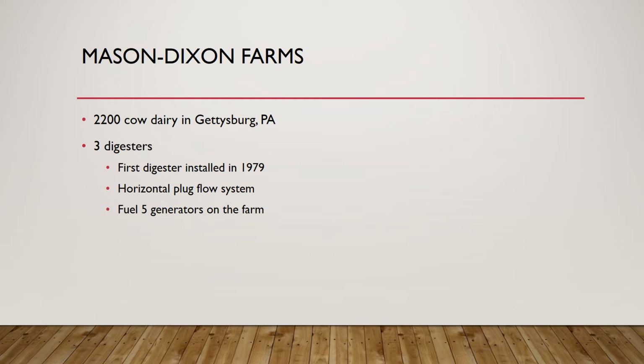Mason-Dixon Farms is a 2,200 cow dairy in Gettysburg, Pennsylvania that was one of the first farms to install an anaerobic digester. They currently have 3 digesters, and the first one was installed in 1979. Mason-Dixon Farms utilizes a horizontal plug flow system, and their digesters fuel 5 generators on the farm, which power the whole farm and some of the neighbors.